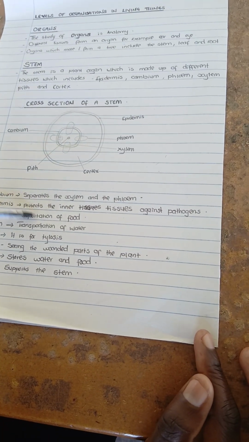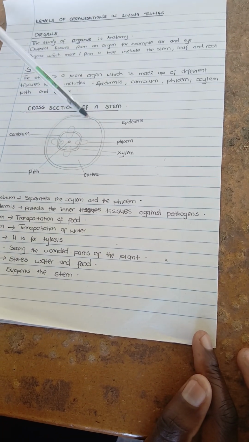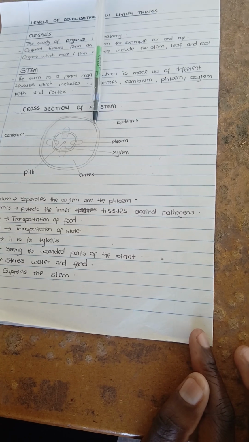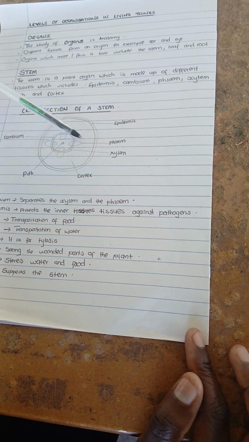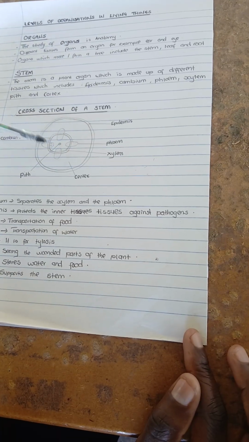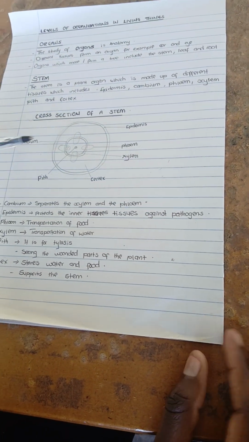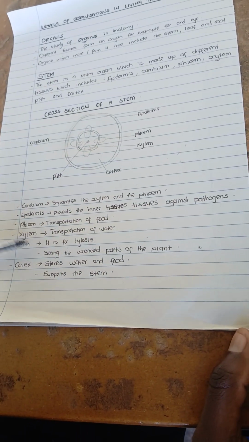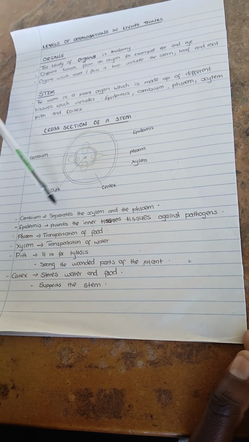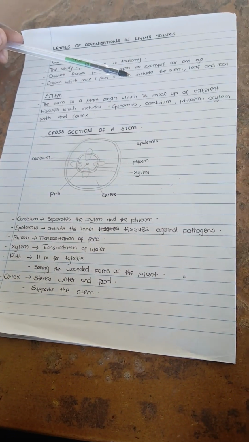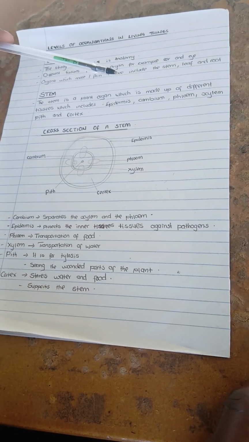We also have the epidermis. This layer is called the epidermis. The epidermis protects all these inner tissues against pathogens. We have the phloem. This part is called the phloem. The phloem transports food. It is for transportation of food.